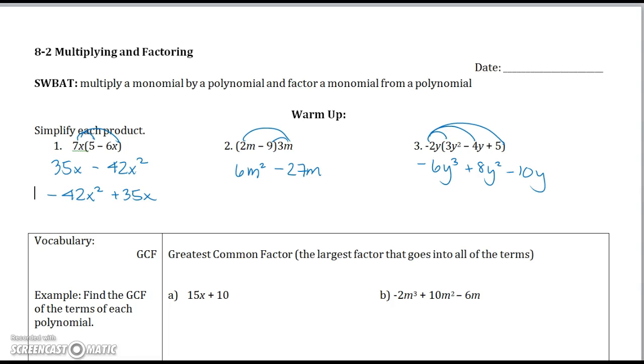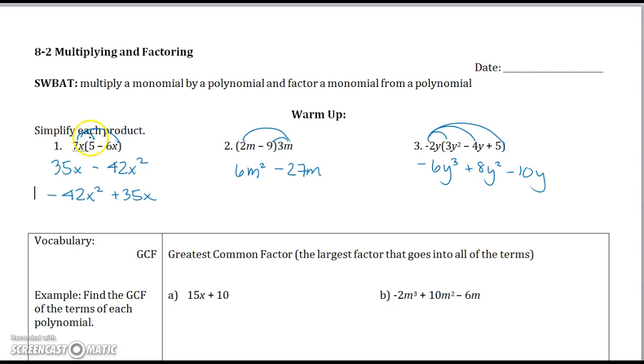Hopefully you've done the warm-up. If not, go ahead and press pause so you can make sure that you can do these problems because they'll be helpful. But today we're going to talk about multiplying and factoring. So for 8.2, our SWABAT is to multiply a monomial by a polynomial, and we're also going to be factoring a monomial from a polynomial. Wonderful amount of words to try to say.